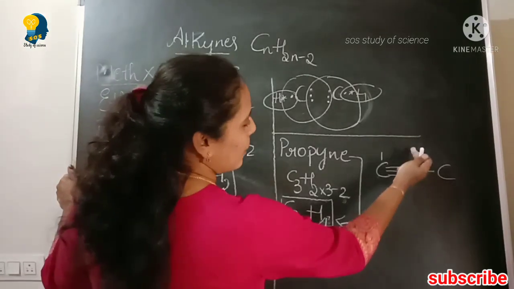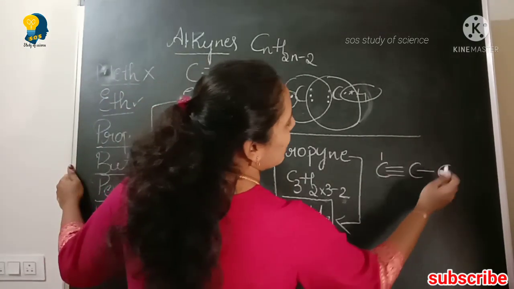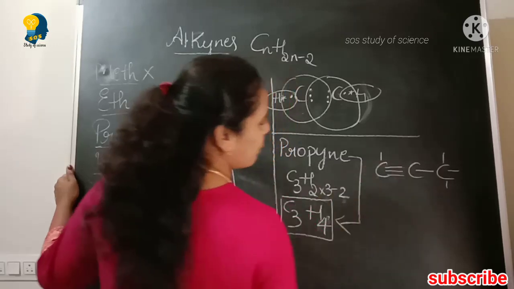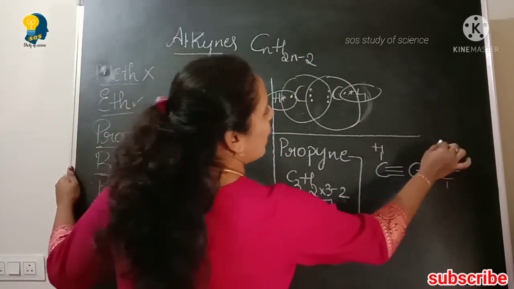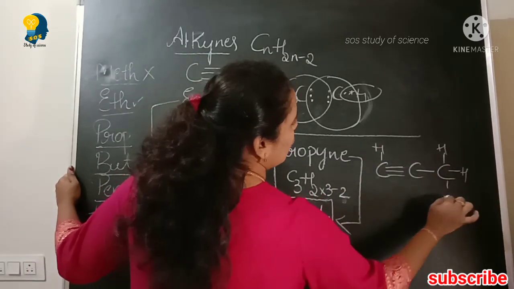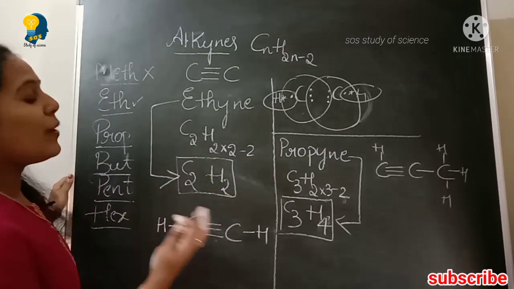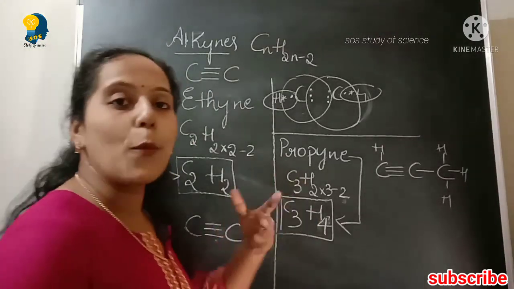No need of writing above or below. This is done by 1, left with 2, 3, 4. So now there are 4 hydrogen atoms. So it is done. This is how we write the structural formula for propyne.